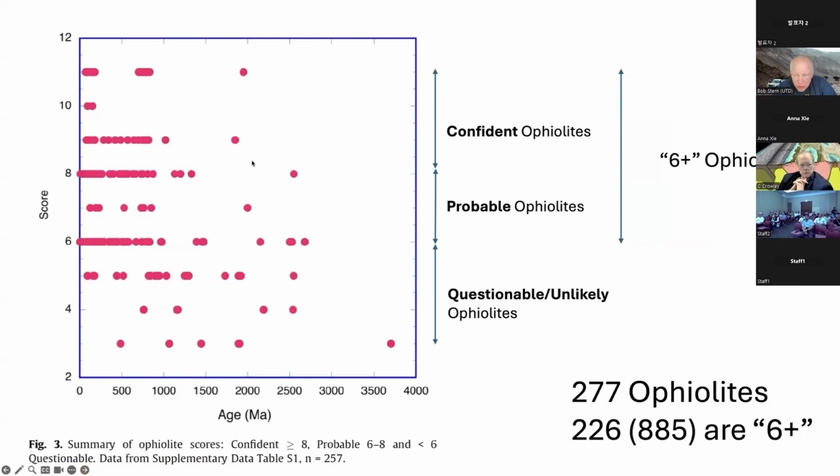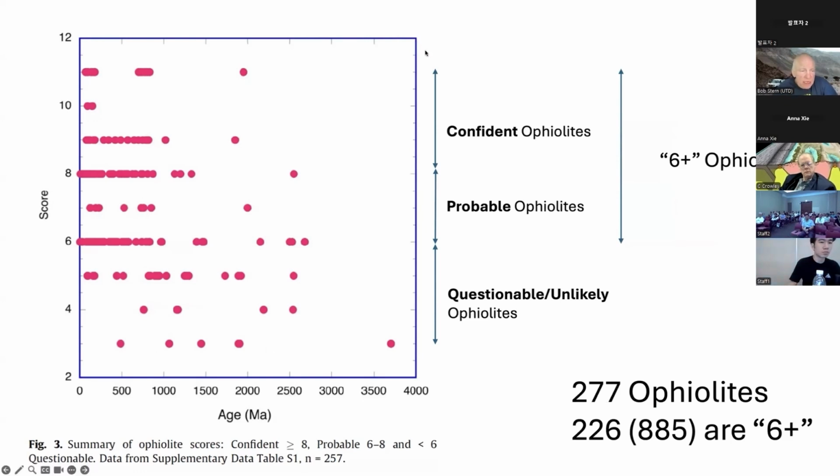So these are the 277 ophiolites that we compiled and the scores we gave them. The scores range from 11, the maximum, that would include Oman, down to 1. So that would probably be an ophiolite where the only evidence that it was an ophiolite was that somebody called it an ophiolite. The rest of these expected characteristics didn't exist.